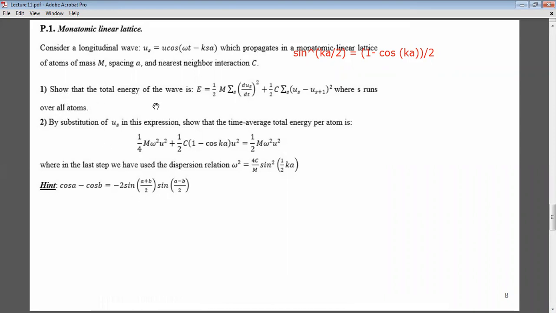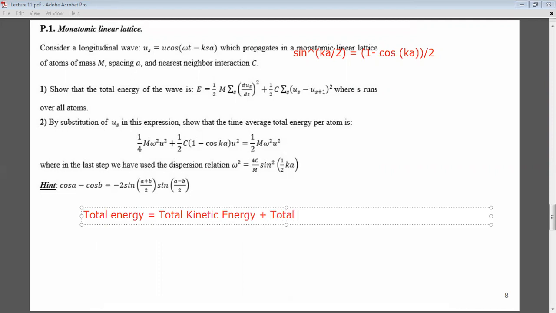Now, show that the total energy of the wave, so this is US, it is a cosine function, U cosine omega t minus KSA, which propagates in a monatomic linear lattice of atoms of mass M, spacing A, and nearest neighbor interaction C. Show that the total energy of the wave is E, which is half M, which is this thing. So the total energy is nothing but total kinetic energy plus total potential energy.